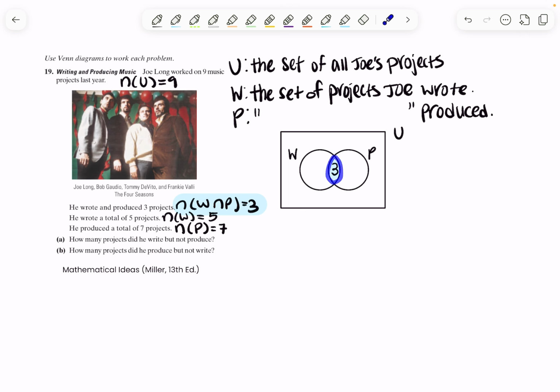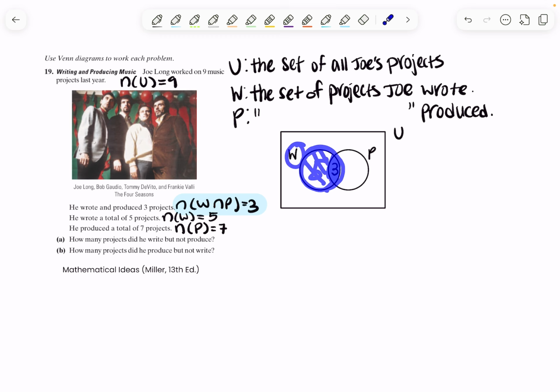Now that we're done with the smaller parts, we can move on to finding the cardinal numbers, or how many elements or projects there are in these larger parts. So let's say I want to find out what number goes in this region or in this set. Well, this region is part of set W. So let's go into the information they give us and see if they give us anything related to W. Well, they tell us that the number of projects in W is 5. So that means the number of elements in this entire set over here is 5. And that includes these 3 because this 3 here is part of the set W.